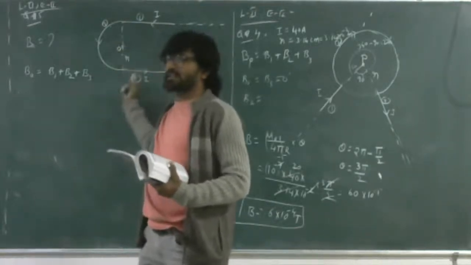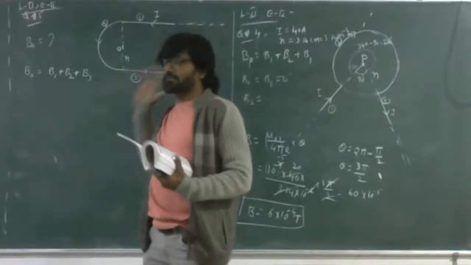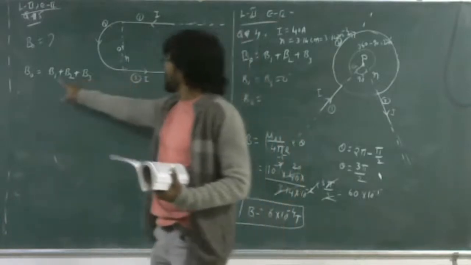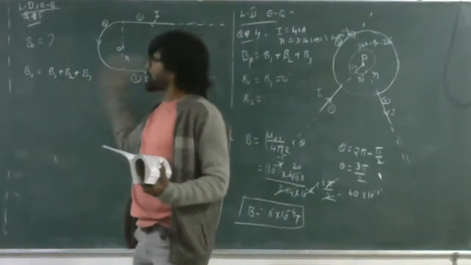So due to both of these conductors, the field is outward, they will add up. Both are similar kinds of conductors, so the same field they will contribute. So you can say B1 equal to B3.